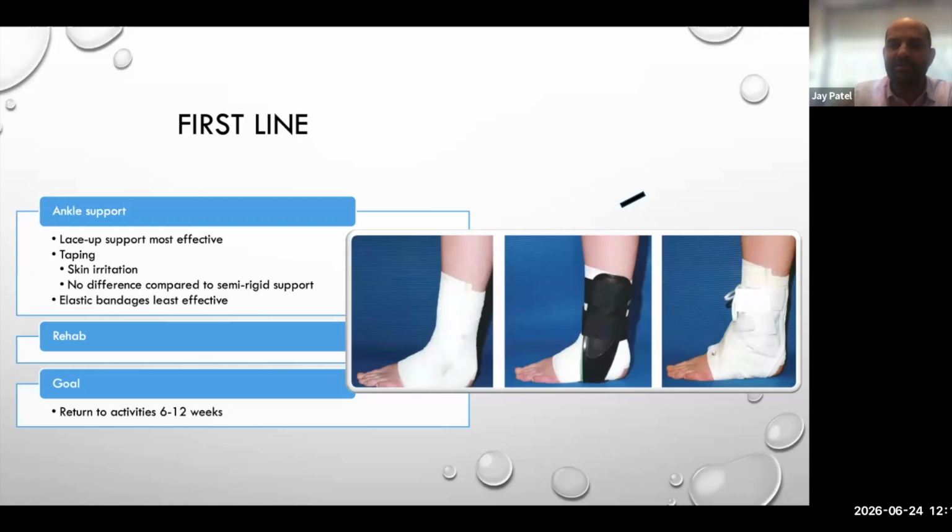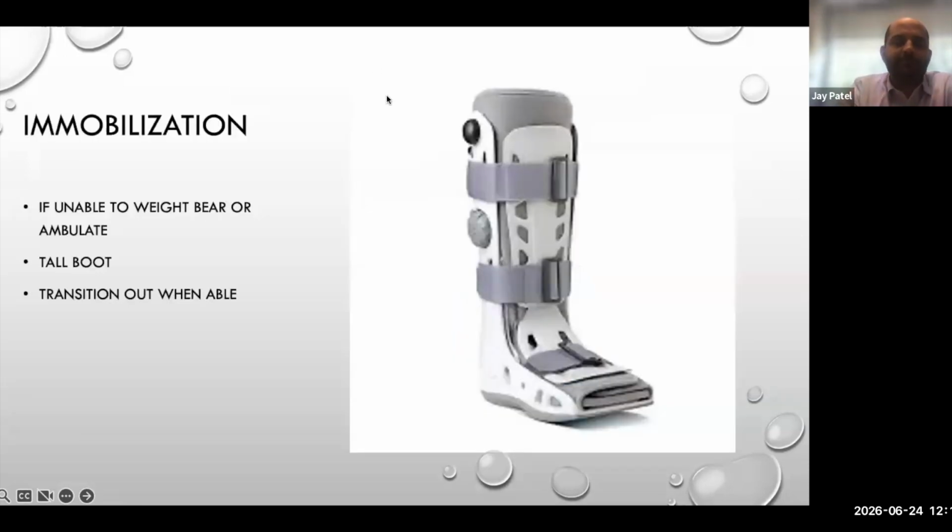And during that time, you can still have them take medications, do the whole RICE situation, and afterwards, making sure that they're working on their range of motion. Goal of return to activities is 6 to 12 weeks, but as I mentioned before, it can vary quite a bit, and it's different for everyone.